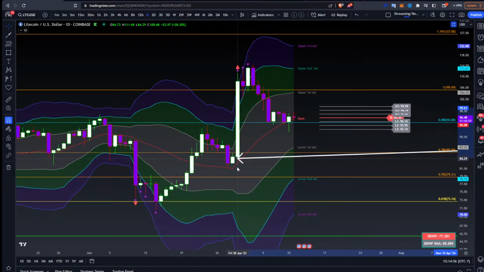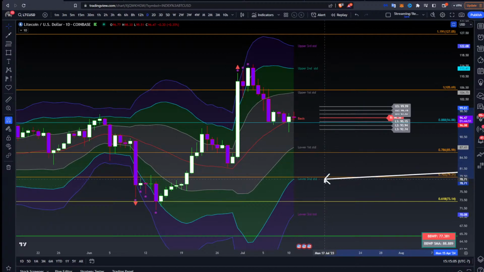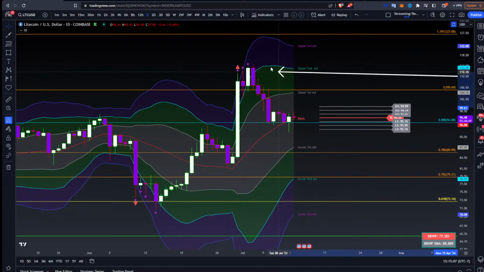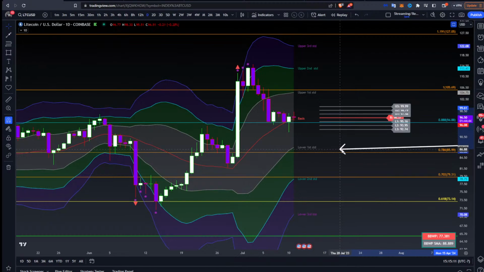And unless it gets a closing lower low on bullish divergence, I'm going to say you don't want to see it head all the way back to the lower second. That would give me a pretty bad look on this high up here.